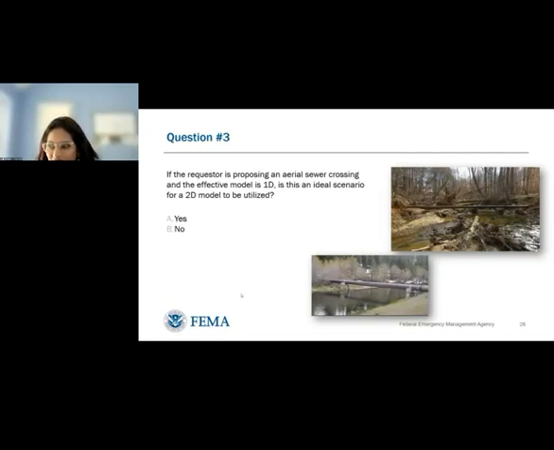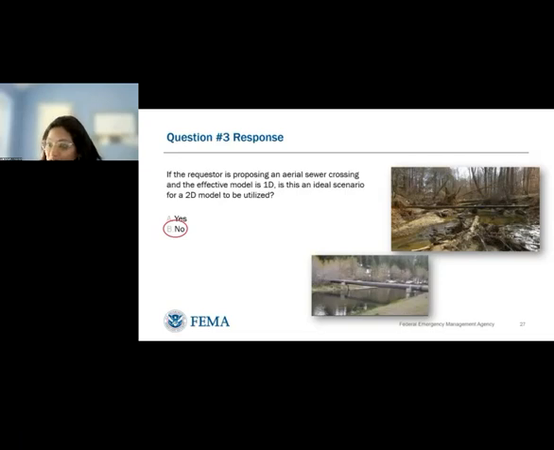I'm so happy to see your active participation. So the requester is proposing an aerial sewer crossing. It's an elevated structure. And the effective model is 1D. Is this an ideal scenario for a 2D model to be utilized? I think the poll is slowed down. So can you end the poll? And I can show the answer.